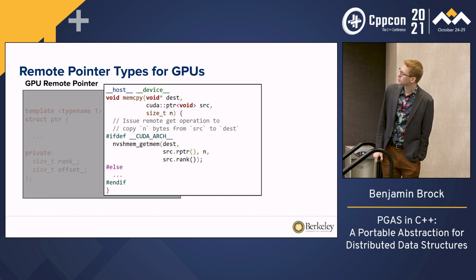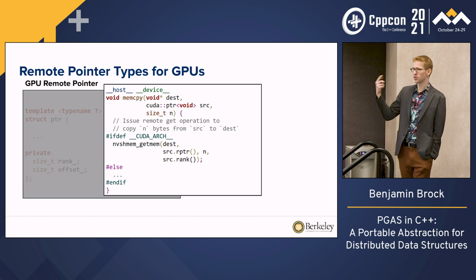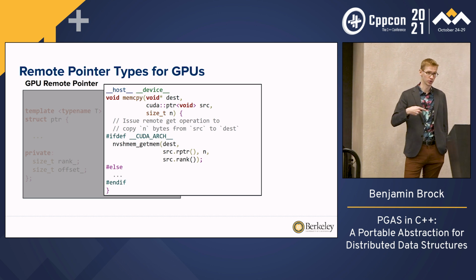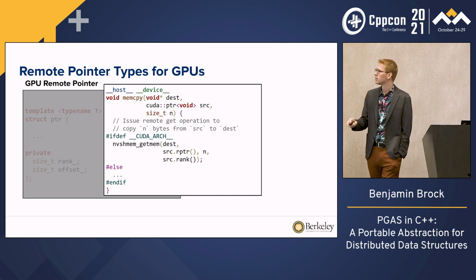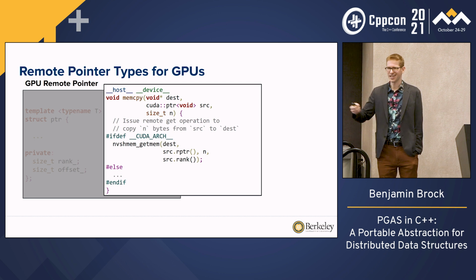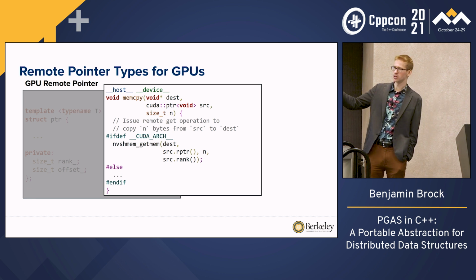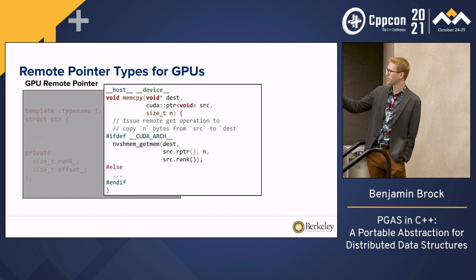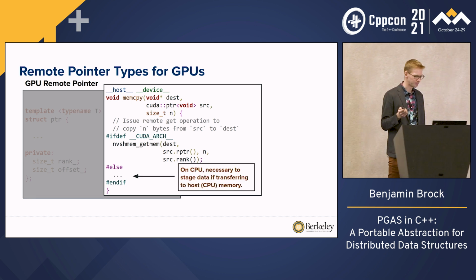So if you're unfamiliar with GPU code, at the top we have a host device that says that this is a method that can run either on the host, the CPU, or the device, that's the GPU. And then we can use this if-def basically like an if-const expr to say, if we're running on the GPU, then I want to call this particular method. Otherwise, I want to handle the logic for the CPU.